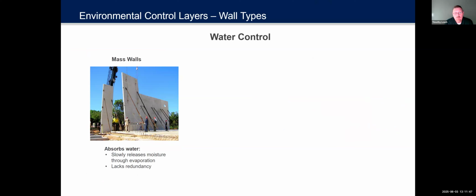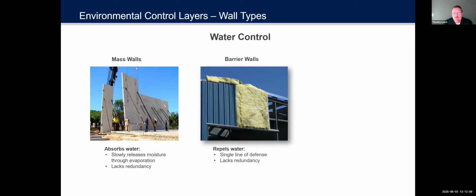concerned. It's slowly going to release moisture through evaporation, and some of that moisture is going to travel into the building. It lacks redundancy because the control layer is going to be to the outside surface of that wall. So that's one thing about mass walls, that they're good for certain purposes, but they're not great for water control.